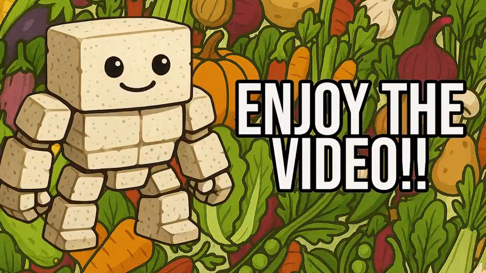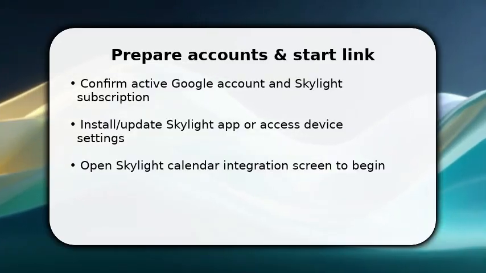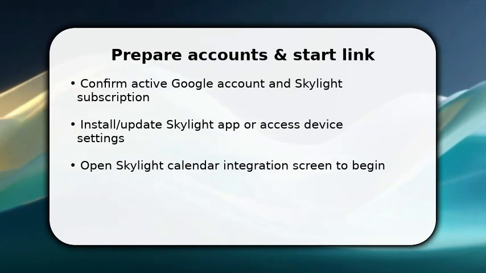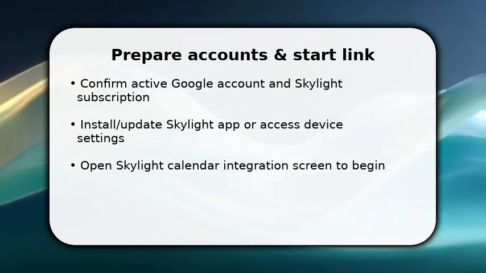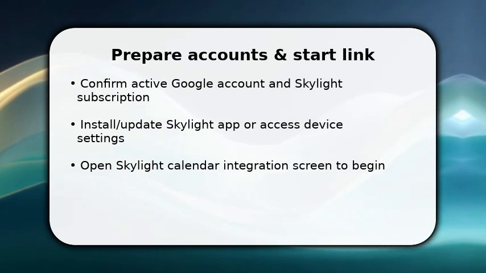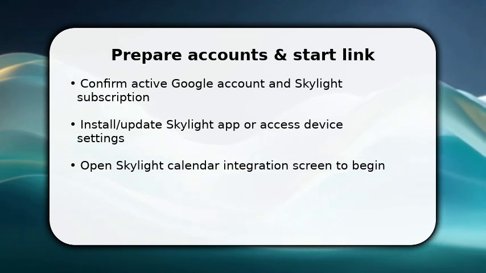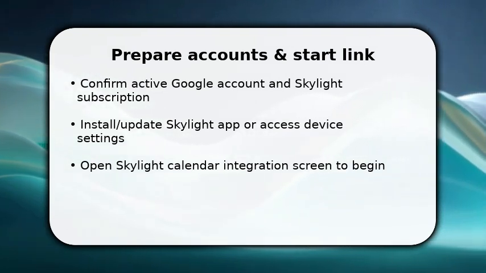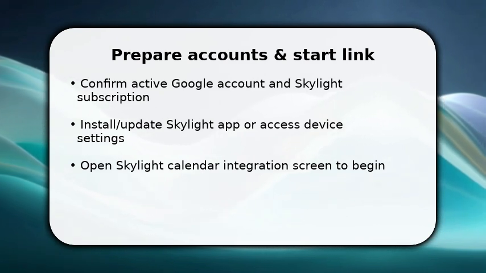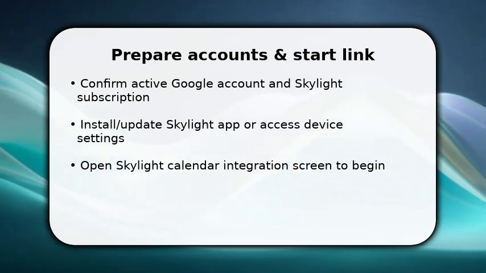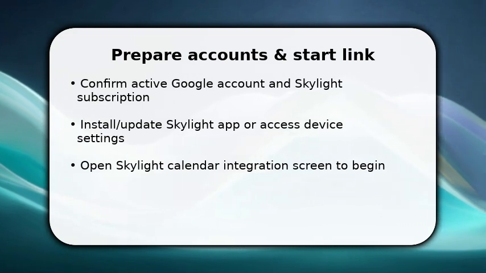You'll begin by confirming your Google account and that Skylight supports calendar import. This prevents permission errors later. Once done, open the Skylight app or settings on the device and navigate to calendar or integrations. Make sure you're signed into the same Google account you want to display. This is critical because Skylight pulls events only from the authenticated account.